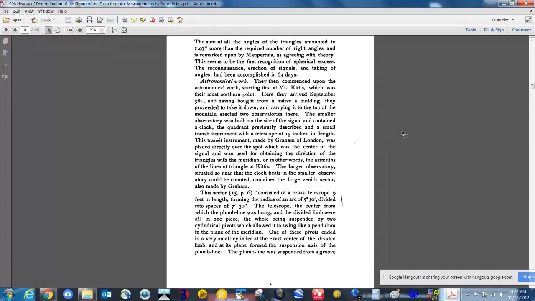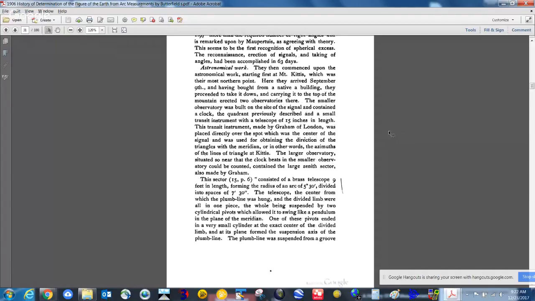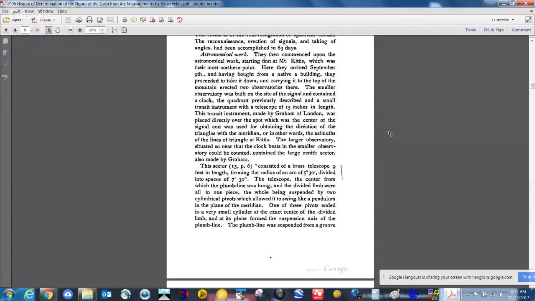Graham. So, you know, I want to go look at that picture of what that thing looked like. The sector, citation number 15, page 6.